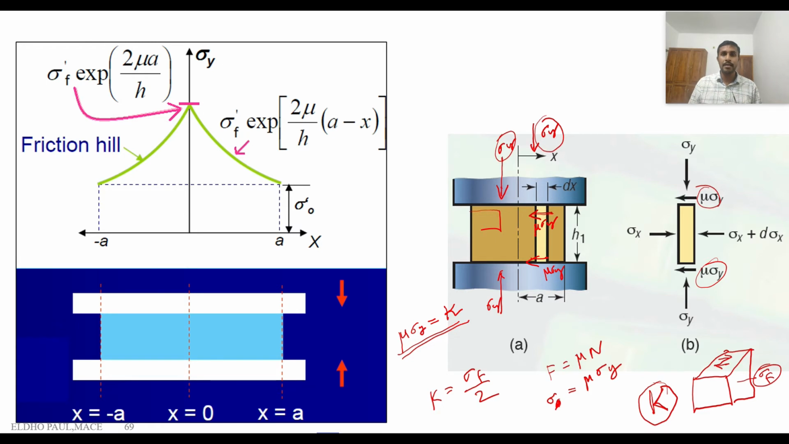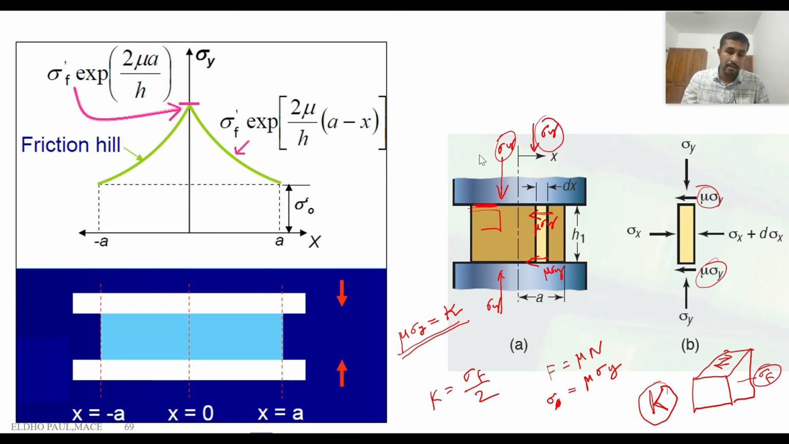What is the meaning of sticking? Is there any sticking between the workpiece and the die? No. But when this mu sigma y value is equal to the K value, that is the critical shear stress of the material, then there will not be any relative movement between the workpiece and the die. Both the workpiece and the die will not have any relative movement. That is called a sticking condition.